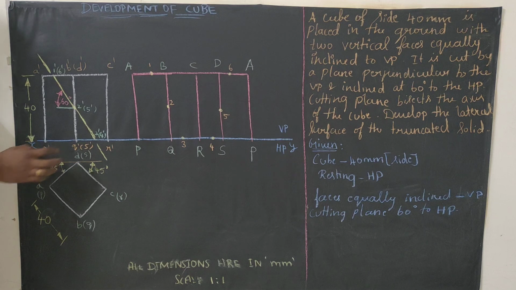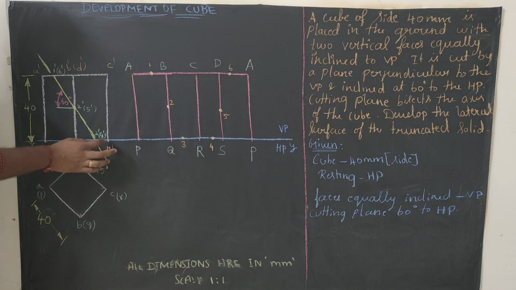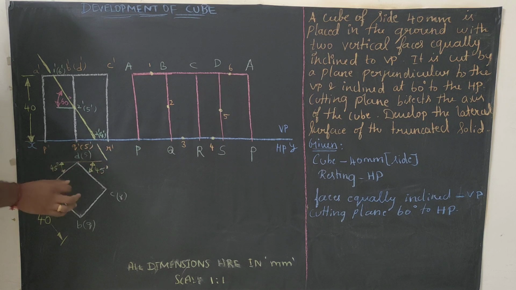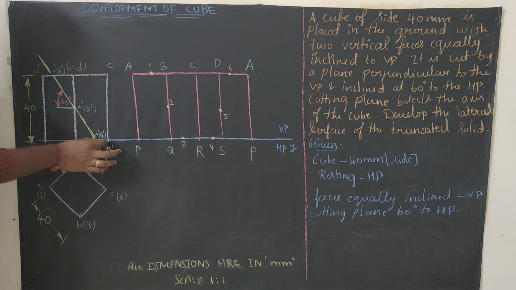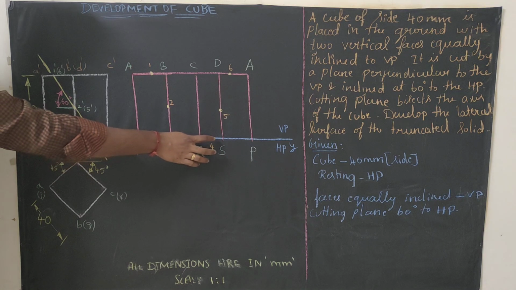The next distance is 4 dash. However much distance you have from R dash to S dash, you just measure it up, and from R you just keep your point 4.